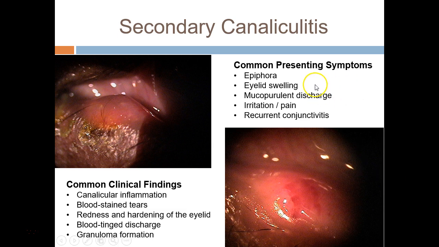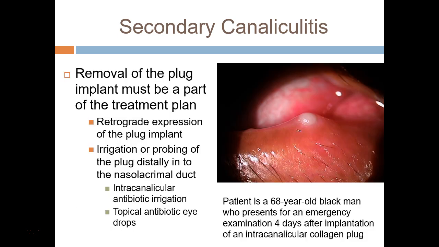And again, the symptoms, just like primary canaliculitis: epiphora, the swelling, the discharge, the pain, and the history of recurrent conjunctivitis. And again, the big clue, if you're suspicious of secondary canaliculitis, is that almost always for patients in our chairs, they're going to have a history of some kind of punctal or intracanalicular plug, some kind of previous treatment for dry eye syndrome.